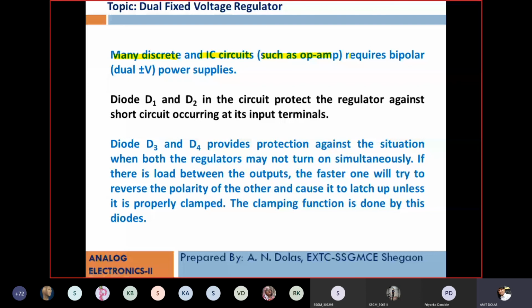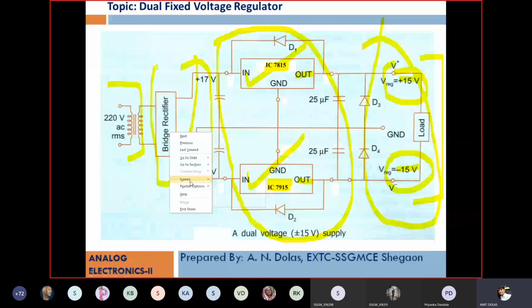If there is a load connected between them, I'll explain this on the diagram. The faster one will try to reverse the polarity of the other IC and it will latch up unless it is properly clamped, and the clamping function is done by diodes D3 and D4. I'll move back to the previous circuit to explain the last point.